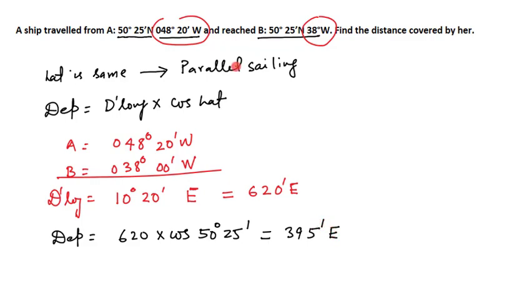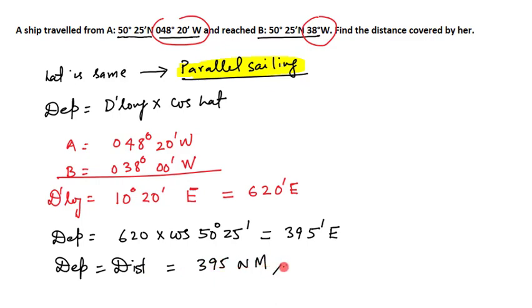But we know it very well, since the vessel is doing parallel sailing, we know that departure is equal to distance. Hence distance will be 395 nautical mile. That is the answer.